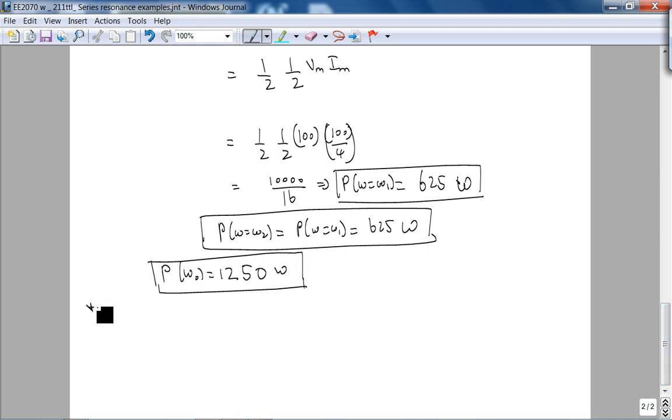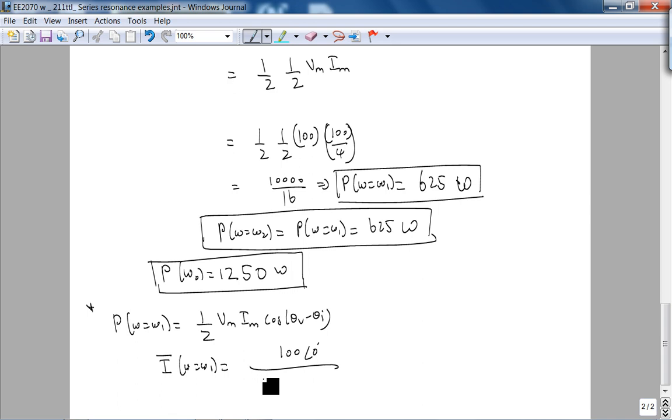But one thing I would like to show you is that there's another way to compute this. We know the average power is 1/2 Vmax Imax cosine of (theta V minus theta I), and this serves as a good check of your answer. And I bar at omega equals omega 1. Now, the power factor is not unity anymore because we're not in resonance, but that doesn't matter. We know the input is 100 volts at an angle of 0 degrees. We know the impedance. It's going to be R plus J omega 1 L minus 1 over J omega 1 C.